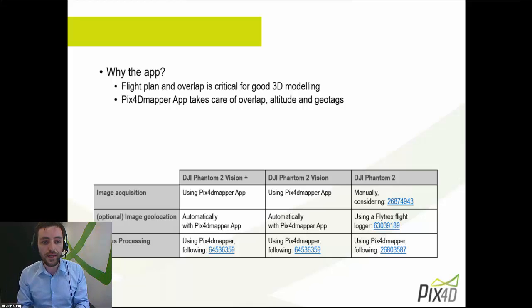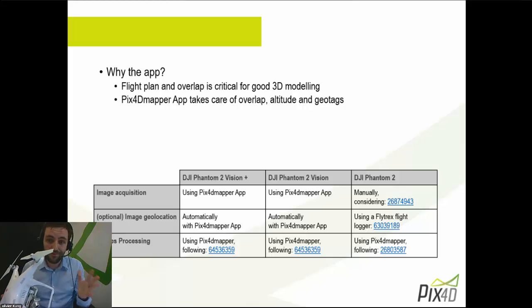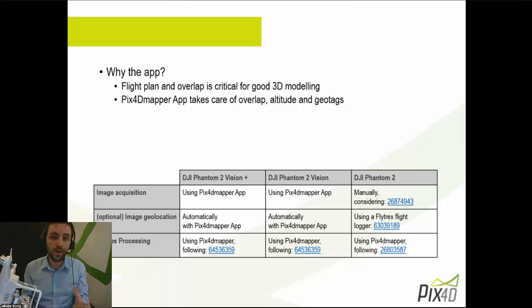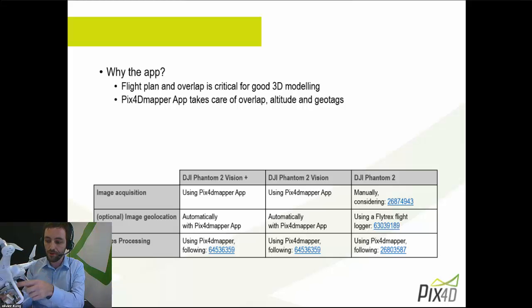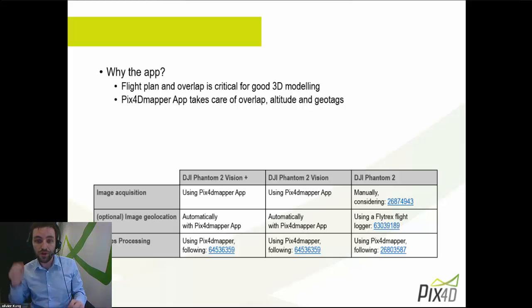Another big important thing is that the Pix4D Mapper app also takes care of the overlap, the altitude, and the geotags. So by default, the DJI Vision has a very good GPS in it. However, for some reason, it does not write the GPS inside of the images with full accuracy. And when you start doing a project using the raw images from your DJI Vision, you will actually get very inaccurate GPS, and this has a very bad effect on the 3D modeling. So that's another reason why we made the app, and it's working very nicely.